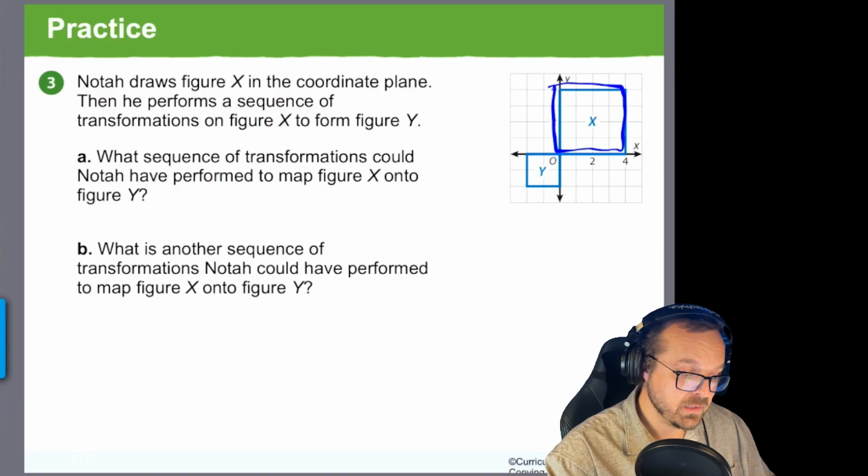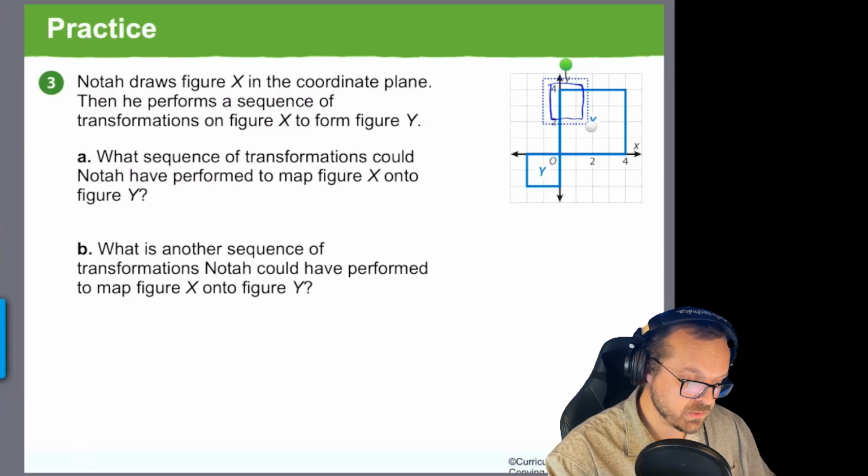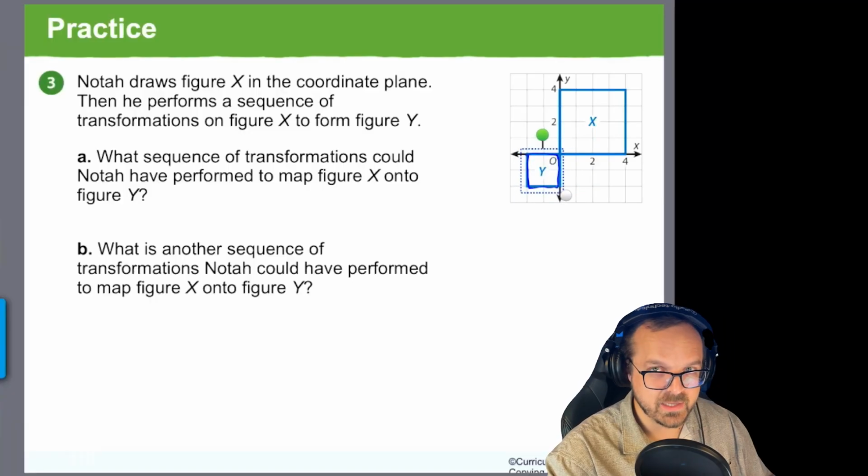You could have dilated first, right? You could have got your little 2 by 2 first, and then translated, or rotated 180, right? There's lots of ways to actually do this.